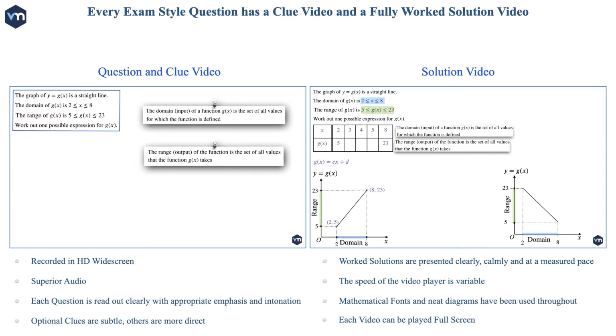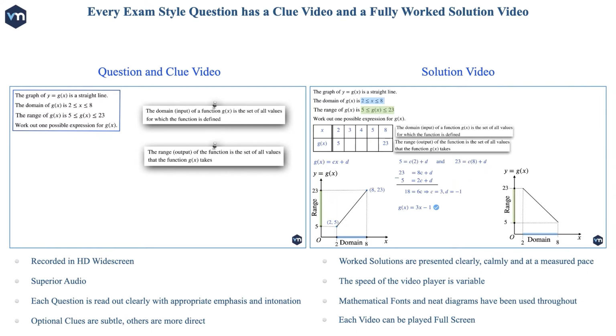So if I let g of x equal cx plus d, which is the equation of a straight line, and substitute, then I obtain the equations 5 equals c times 2 plus d, and 23 equals c times 8 plus d. Now I can solve these equations by subtracting one from the other. 18 equals 6c, which implies that c equals 3 and d equals -1. And this would give g of x equals 3x minus 1. So that's one possible expression for g of x.